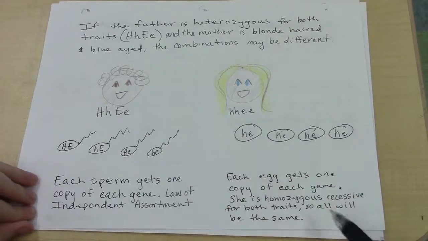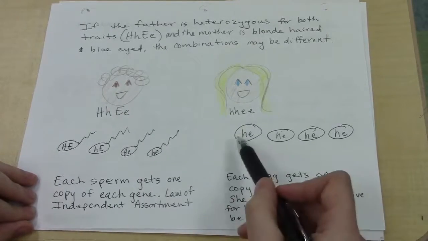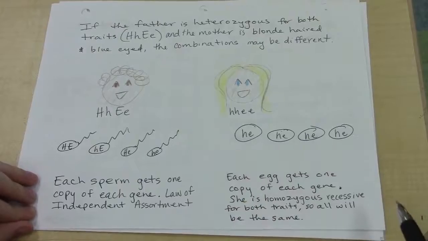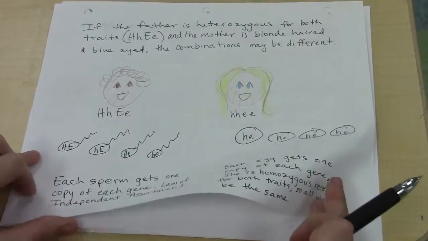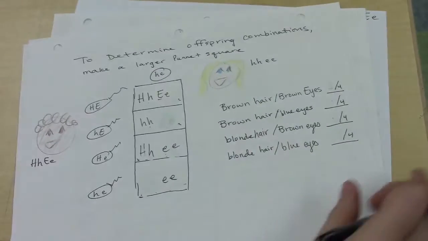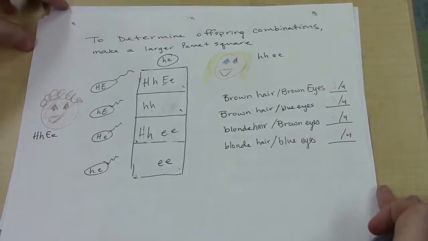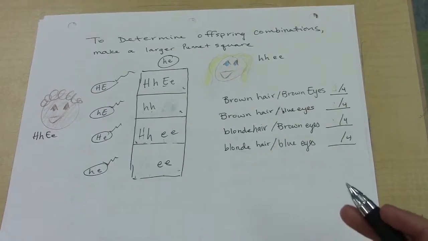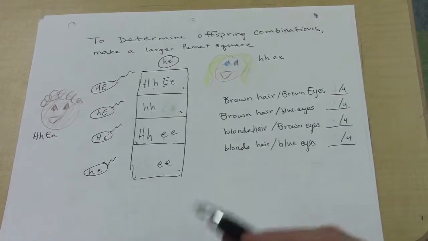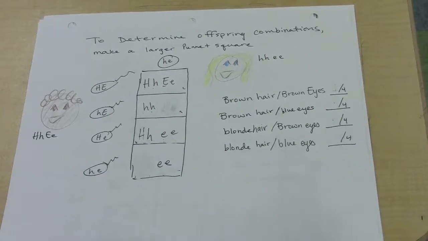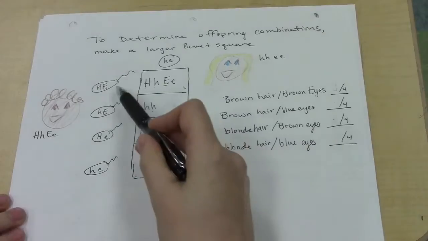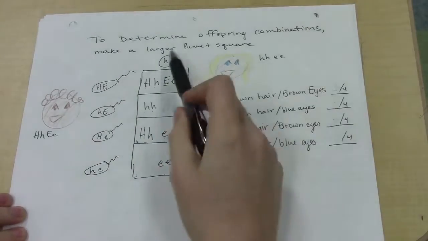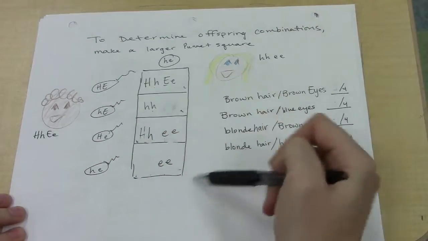Now, since the female is homozygous recessive for both traits, all of her eggs are going to have the same genotype. To determine the offspring combinations, instead of just your regular four-box Punnett square like you would use for one trait, you just make a larger one. You make a square however big you need to have the appropriate number of gene combinations. So we have 4 different types of sperm and 1 type of egg, so we make our Punnett square like this.